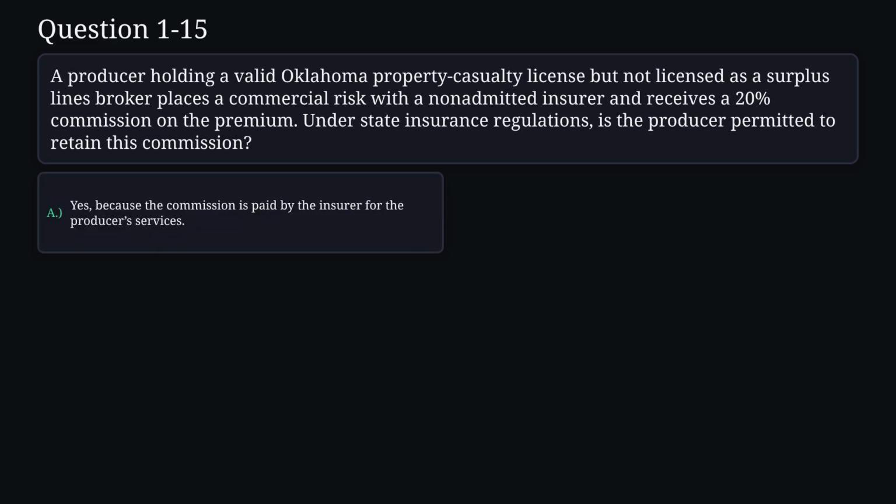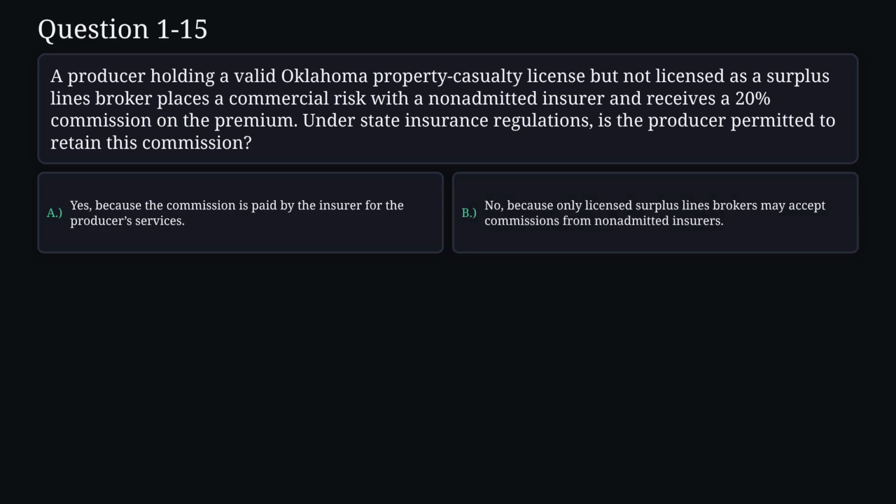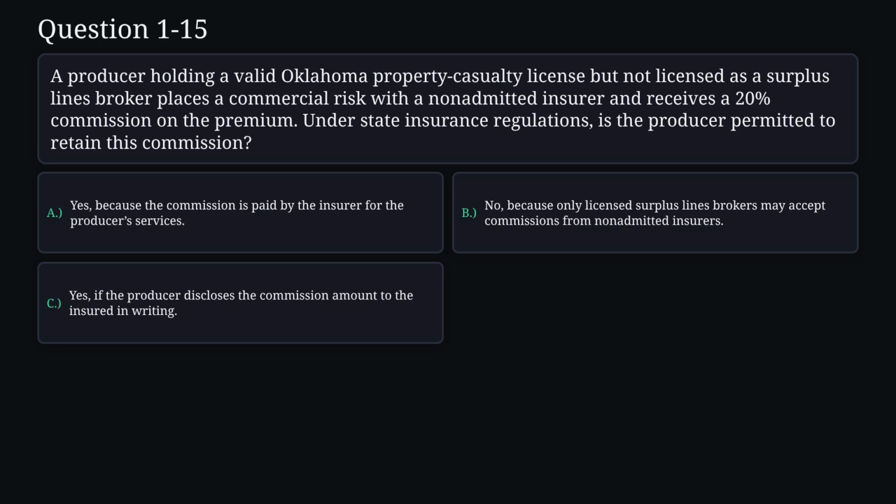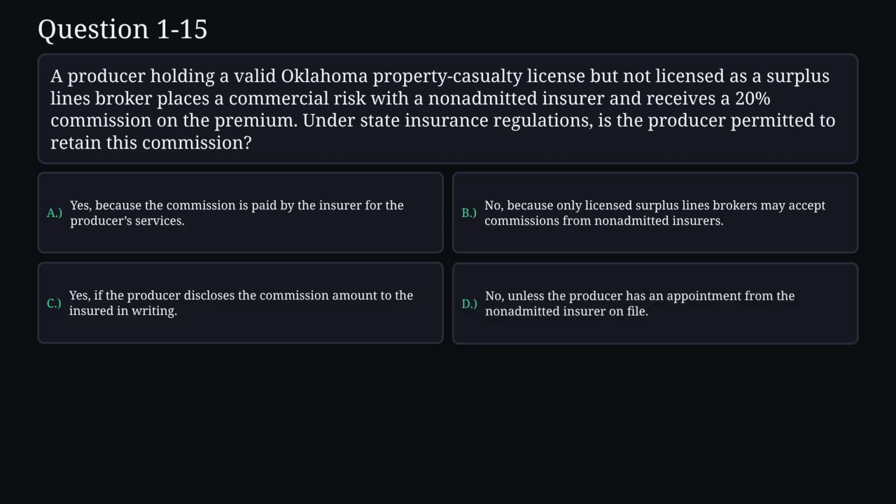A. Yes, because the commission is paid by the insurer for the producer's services. B. No, because only licensed surplus lines brokers may accept commissions from non-admitted insurers. C. Yes, if the producer discloses the commission amount to the insured in writing. D. No, unless the producer has an appointment from the non-admitted insurer on file.